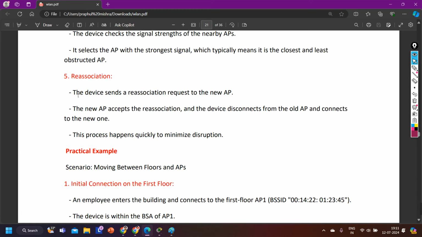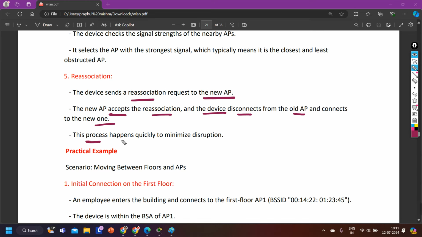Reassociation message. So the client device sends a reassociation request to the new AP. The new AP accepts the reassociation message, and the device disconnects from the old AP and connects to the new AP. Once the new access point accepts the reassociation message, the client machine will disconnect from the old AP and get connected with the new AP. Again, the process is going to be the same as we discussed in yesterday's class.